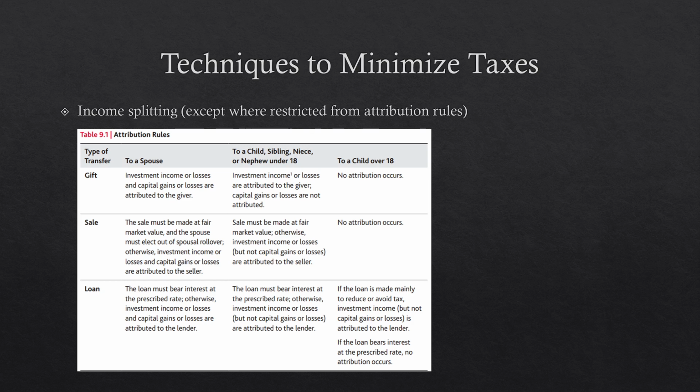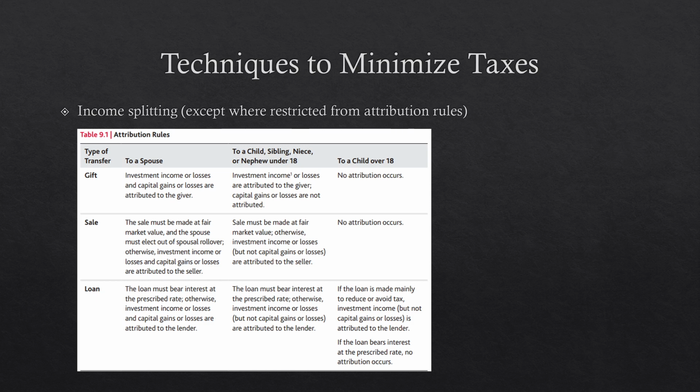I do have a list of some different attribution rules here. If you are gifting to a spouse, then the investment income or losses and capital gains are attributed to the giver. If you are gifting funds to a child, sibling, niece, or nephew who is a minor under the age of 18, then the investment income or losses are attributed to the giver as well. To a child over 18, there is no attribution that occurs. So it's only for a minor under 18 or to a spouse where the giver would have to claim the income.